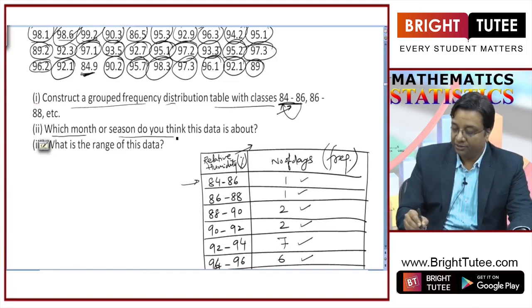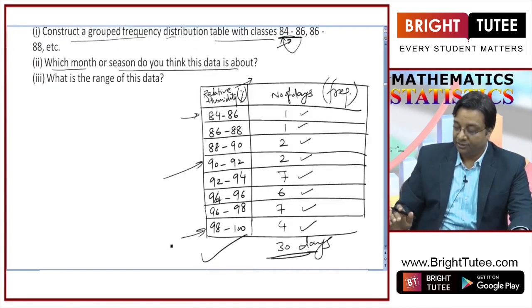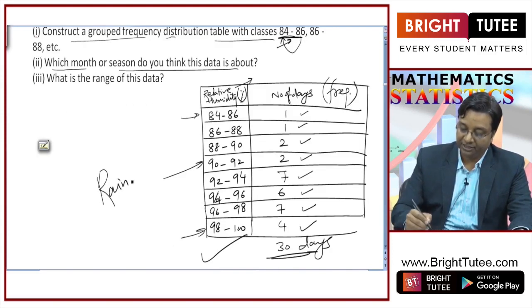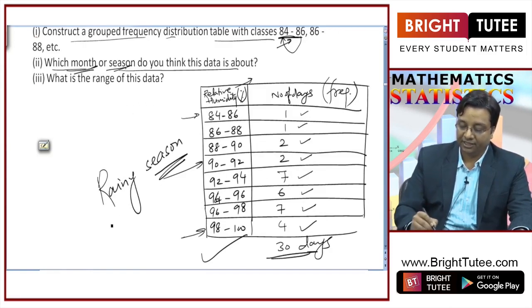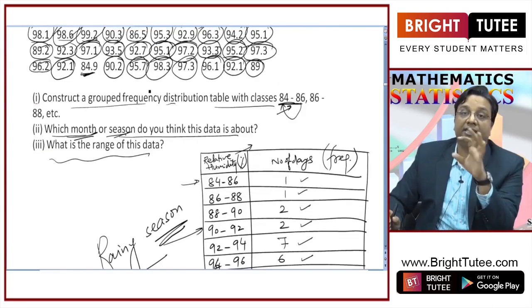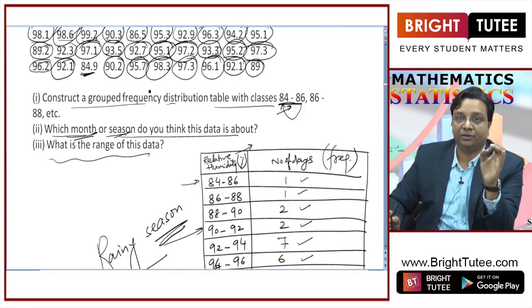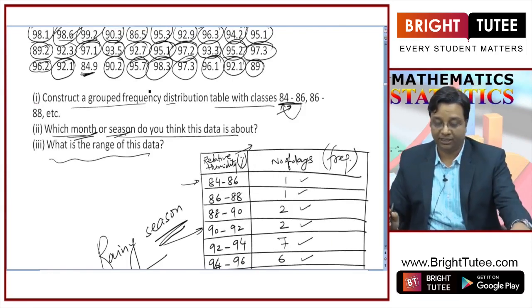Which month or season do you think this data is about? As you can observe, the relative humidity is more than 80% on all of these 30 days, right? So this happens generally in rainy season when the humidity is on the higher side. So this month or this season is rainy season. What is the range of this data? So we will look for the highest data point and the lowest one. Then we will subtract the lowest from the highest to get the range.